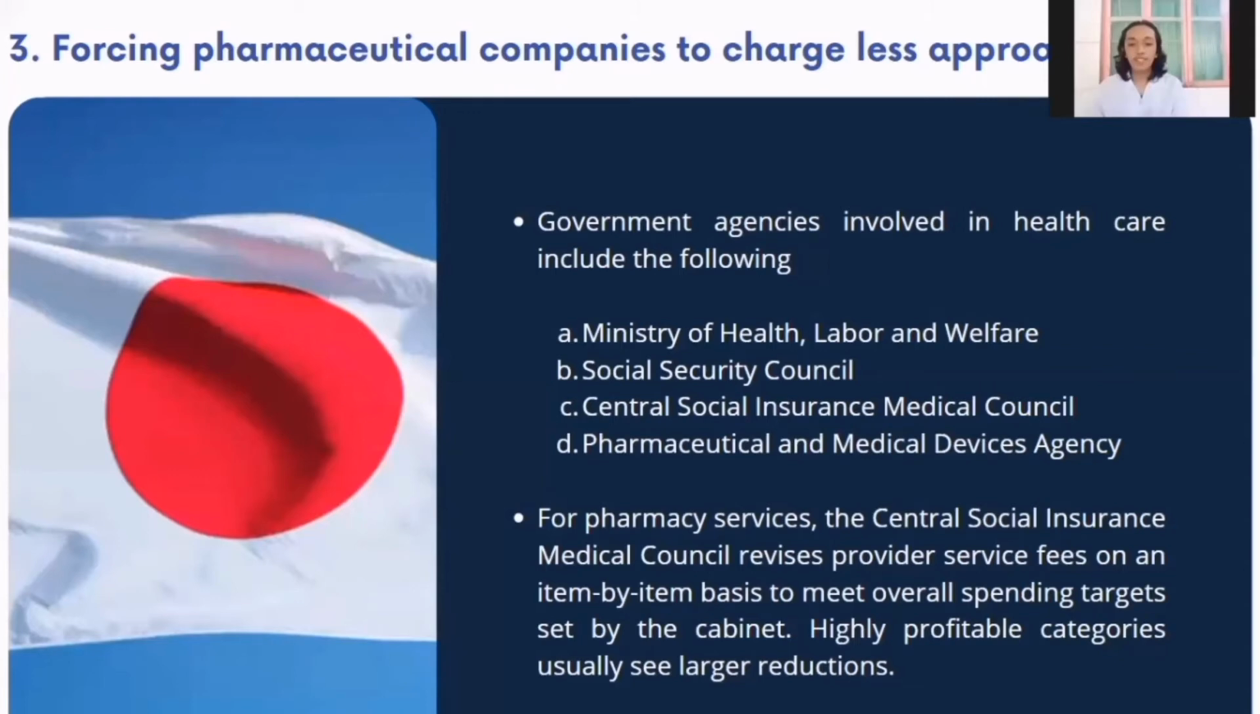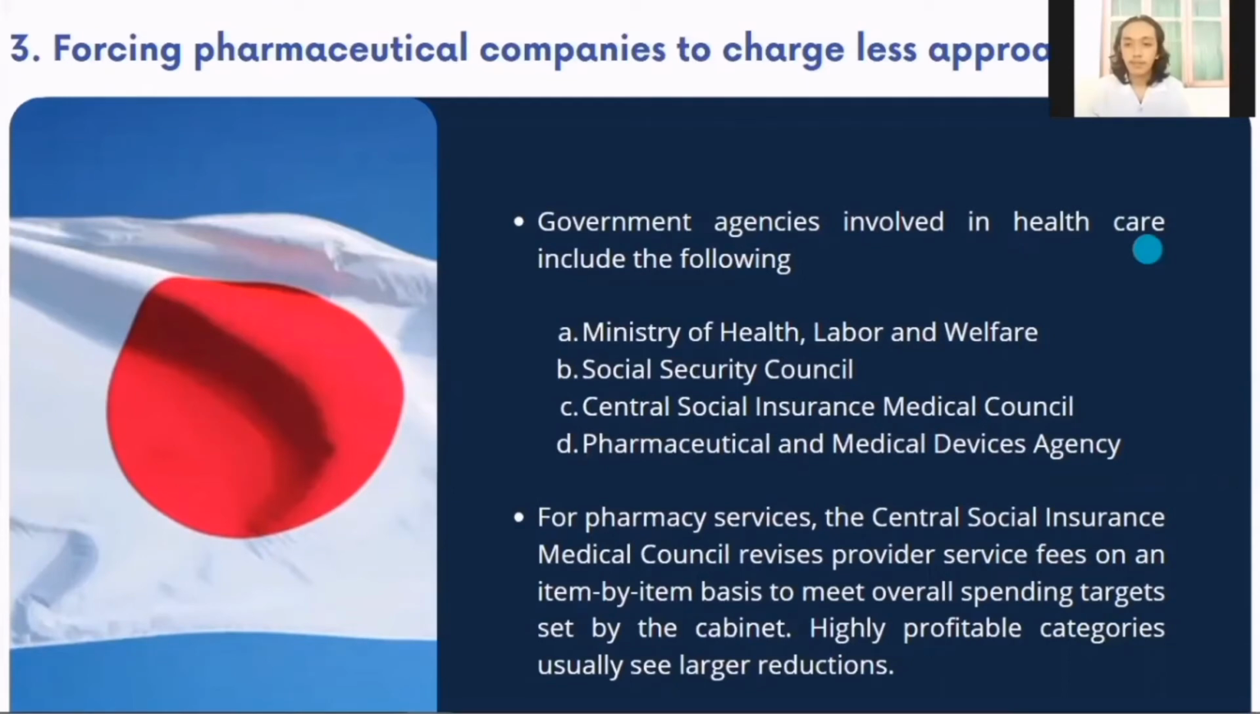And also, the Organization for Pharmaceutical Safety and Research, also known as the Drug Organization, is an independent body that is in charge of discussing drug development programs with industry. Next is for pharmacy services. The Central Health Insurance Medical Council revises provider service fees on an item-by-item basis to meet overall spending targets set by the cabinet. Highly profitable categories usually see larger reductions.